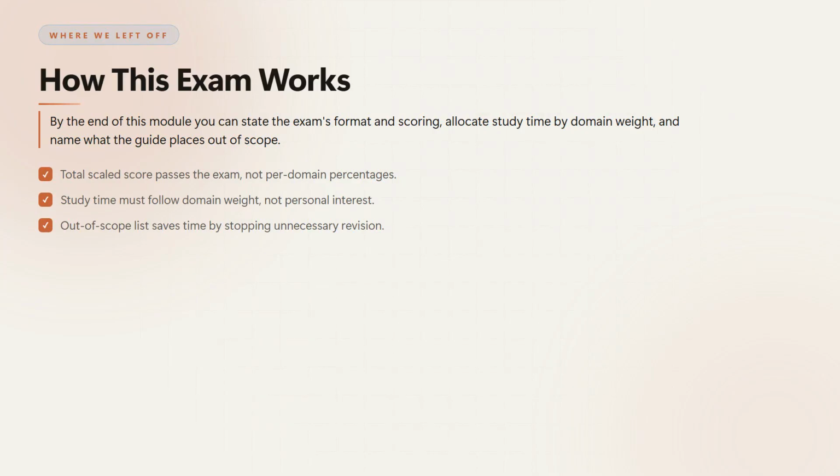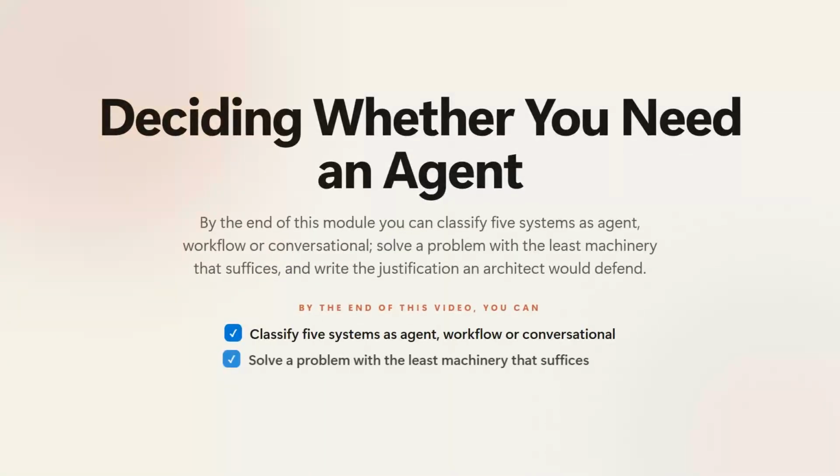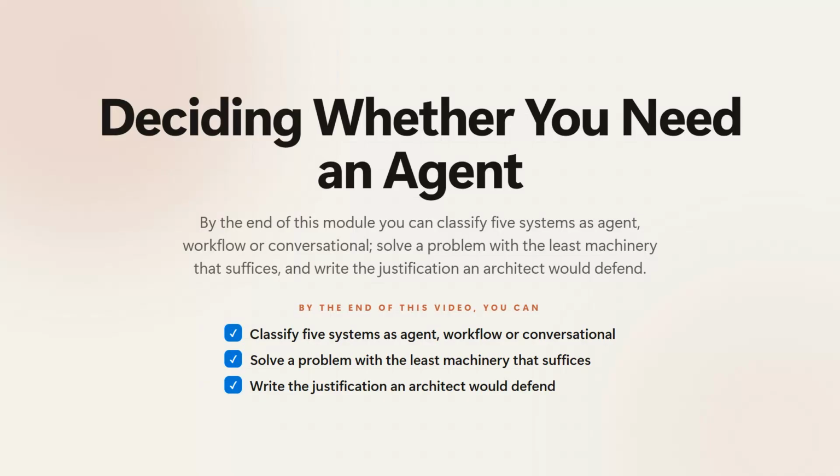Let's start with the first classification. By the end of this module, you can classify 5 systems as agent, workflow, or conversational, solve a problem with the least machinery that suffices, and write the justification an architect would defend. Here is how this module builds up.